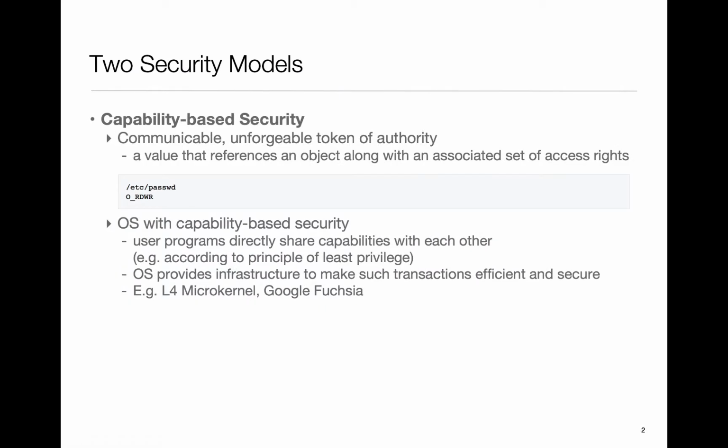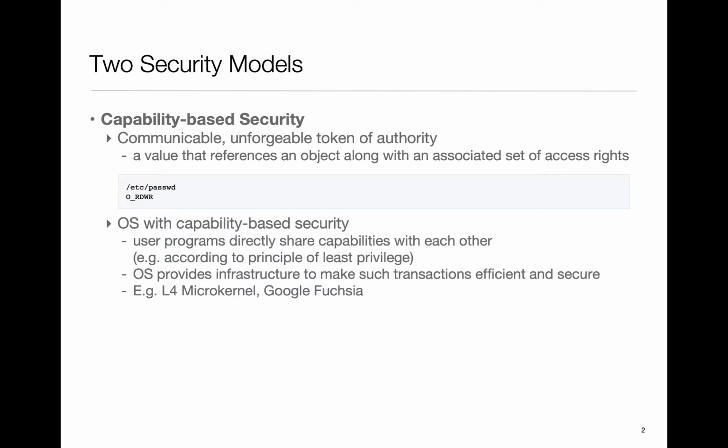Before we get into control flow attacks, I first want to talk about the two general security models that are considered when crafting these control flow attacks. The first being capability-based security mechanisms. And these are typically communicable, unforgeable tokens of authority whose values reference an object associated with a set of access rights.